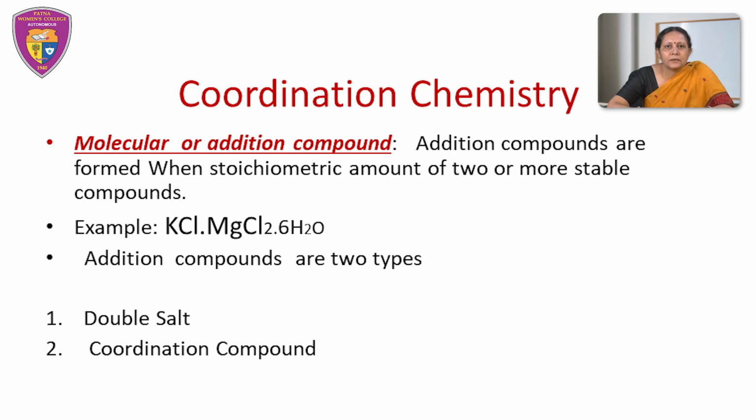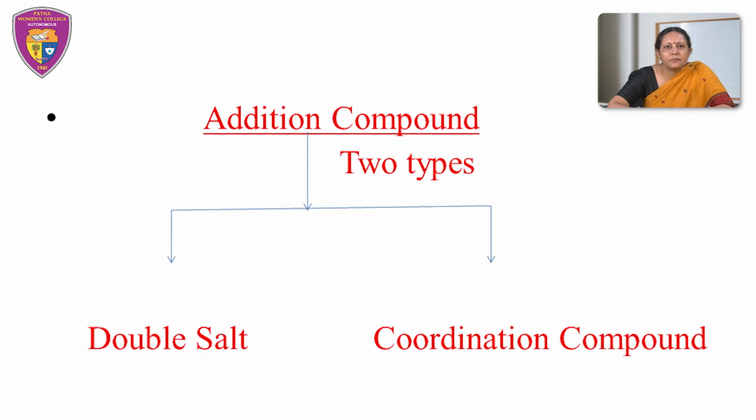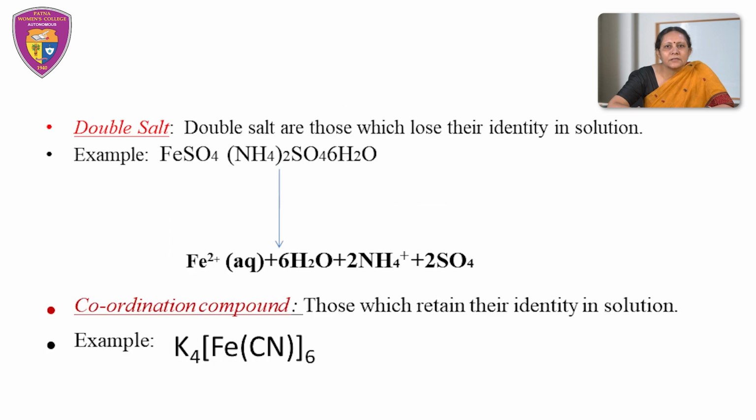Both potassium and magnesium ions are present as their chlorides, and the two salts crystallize together to form an orthorhombic geometry. On the basis of nature, addition compounds are of two types: double salts and coordination compounds. Double salts are those salts which lose their identity in solution. For example, Mohr's salt, also called hydrated ferrous ammonium sulfate. It dissolves in water and gives individual identity in solution, such as iron 2 plus, sulfate ion and ammonium ion.